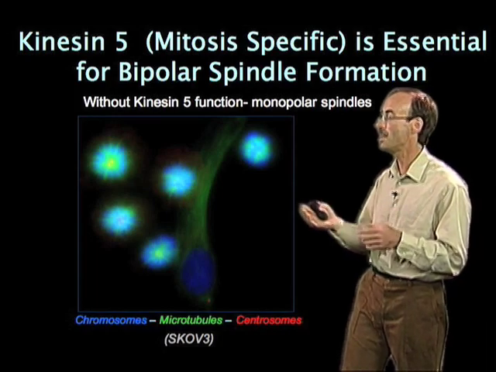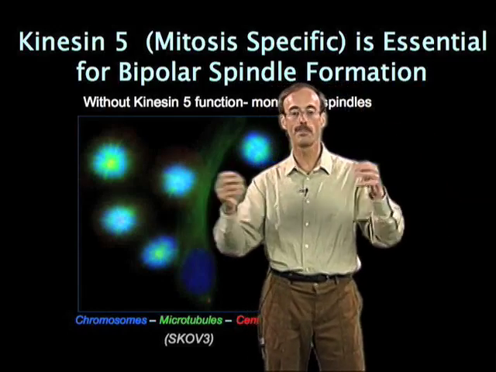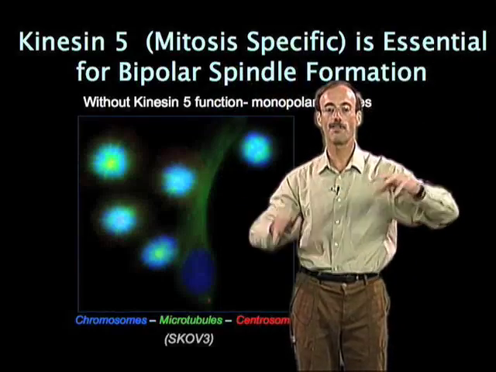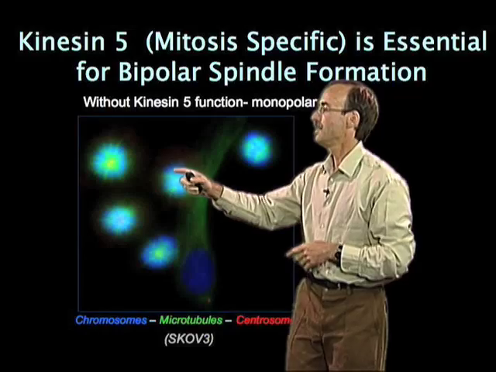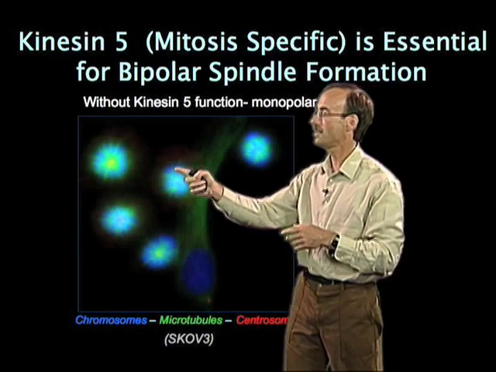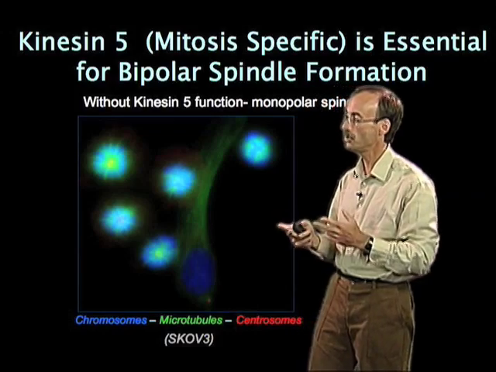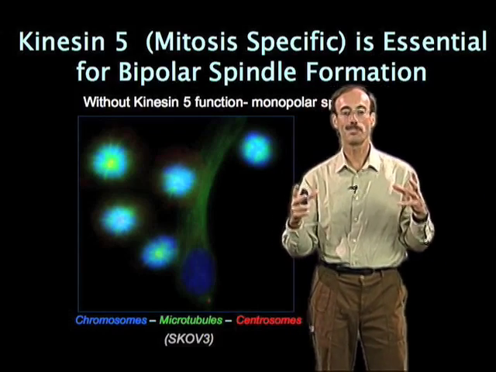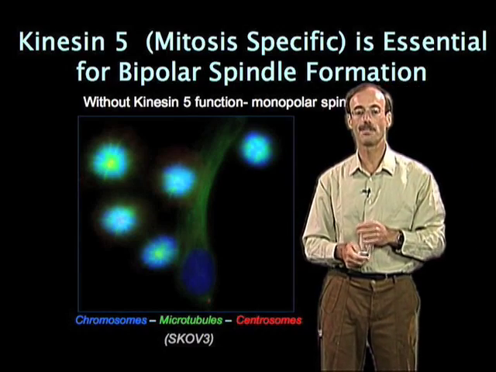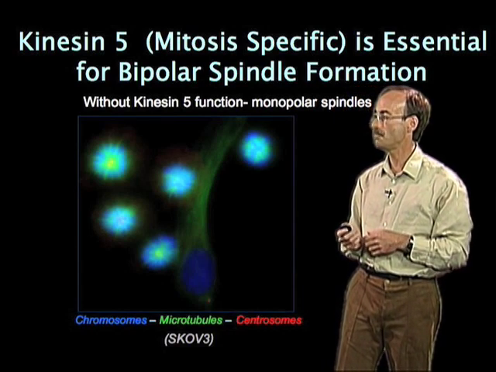You get what's called a monopolar spindle, where instead of having the microtubules coming from two poles, they're coming from a single pole. The microtubules are spreading out in this radial array. And the chromosomes, instead of aligning in the center of the spindle, they're in fact aligned as a ring, such as shown here in blue. And this ring of chromosomes simply cannot divide equally to two daughter cells. And this results in a massive failure in mitosis.